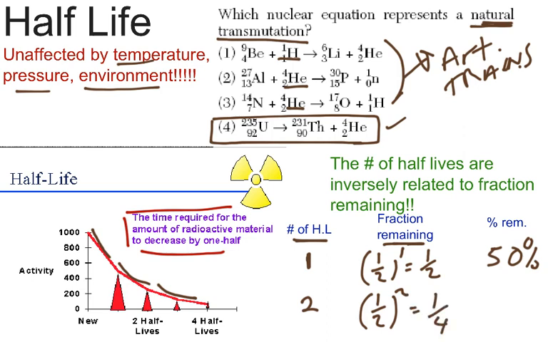Now, from experience, we know that a quarter represents 25%, and so on. If you have 3 half-lives, you would have 1/2 to the third power. The fraction remaining will be 1/8, and you do the division to get 12.5%, and so on. Now if you know the fraction remaining, you know the number of half-lives. If you know the number of half-lives, you know the fraction remaining. So they're interchangeable and they're very helpful.